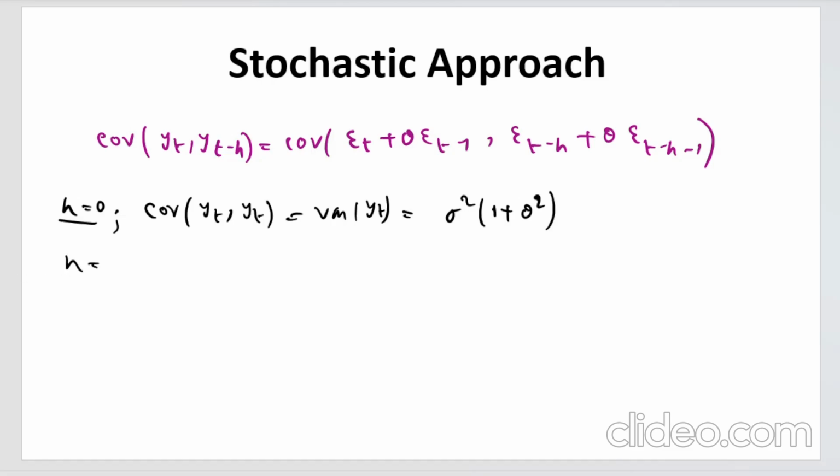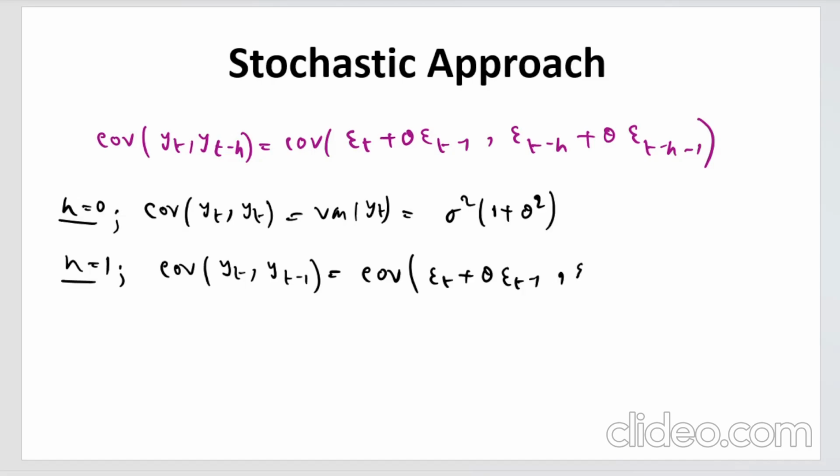Now consider the case h equals 1. What will that be? Covariance of yt and yt minus 1. So this will be covariance of epsilon t plus theta epsilon t minus 1, and epsilon t minus 1 plus theta epsilon t minus 2. Instead of h you are replacing it by 1, so t minus 1 minus 1 is t minus 2, right? Now just look for the common terms. When you do pairwise covariance, only the common terms will remain and other terms will vanish.